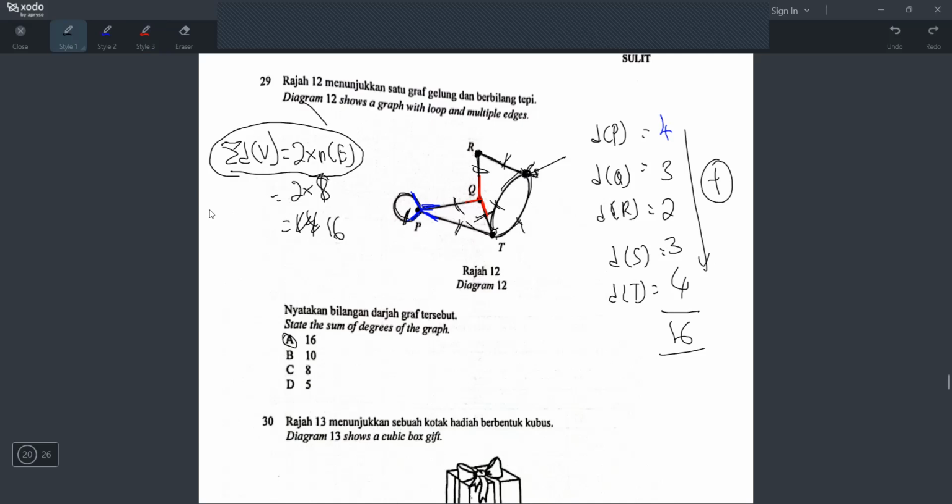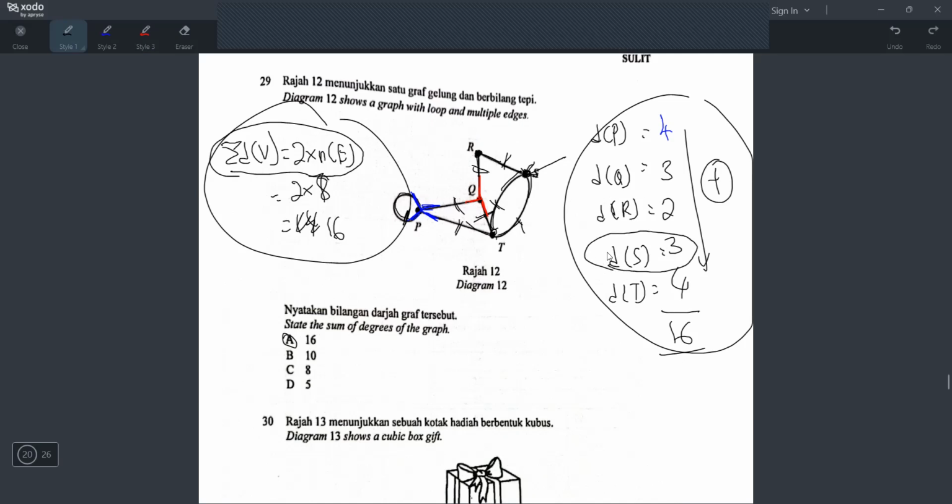So you can use this method. You can also use this method. All right. But I want you to know both, because sometimes they will not ask for the sum. If they ask for the sum, only then can you use this formula, 2 times the number of edges. Sometimes they just want you to find a single one, like for example, just the degree of vertex S. Then you cannot use this formula. You have to do it like this, right? So make sure you know how to calculate using the formula. You also know how to calculate separately. You have to know both.